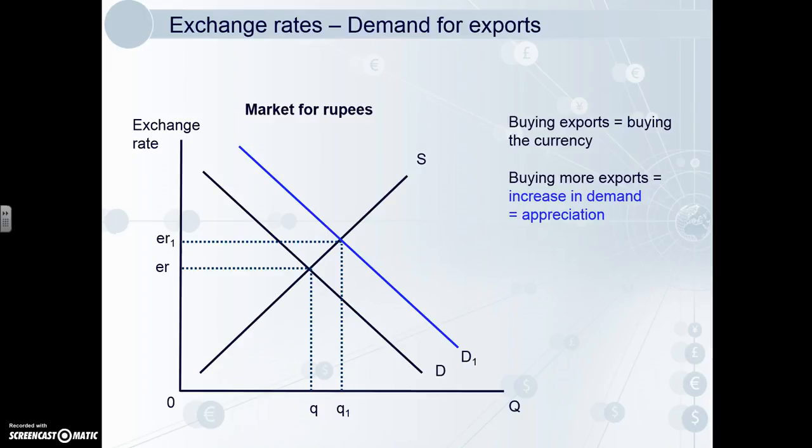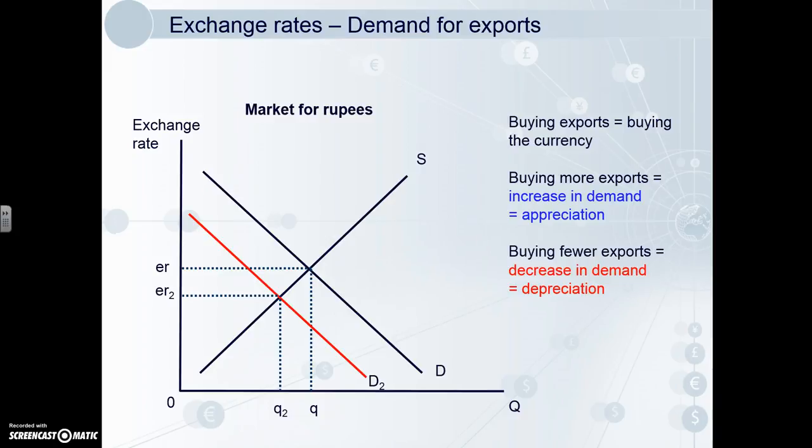Conversely, if Indian exports fall out of favour for whatever reason, it will lead to a decrease in demand for the exports, meaning a decrease in the demand for rupees from D to D2. And a depreciation in the exchange rate, ER to ER2. Simple.